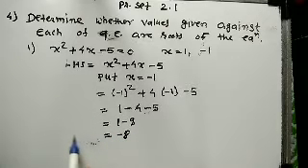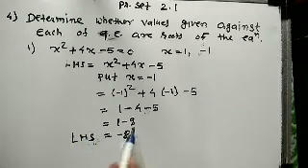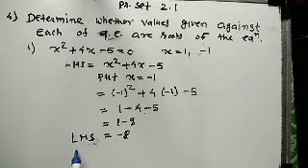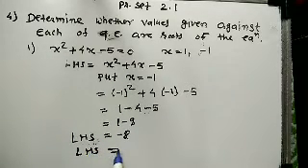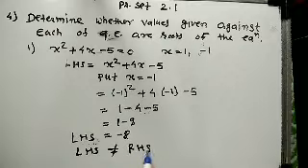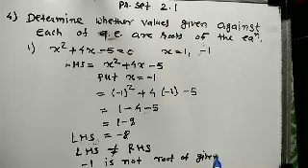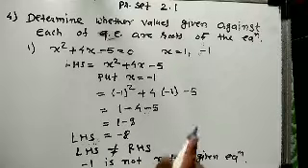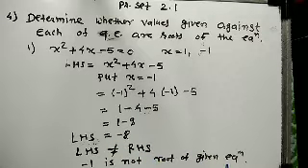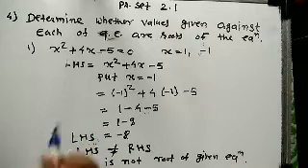Here the LHS is equal to −8, but the RHS is 0, therefore we can write LHS is not equal to RHS. Therefore, −1 is not a root of the given equation. In this way we can solve the first problem.